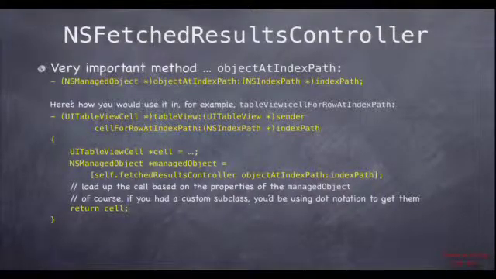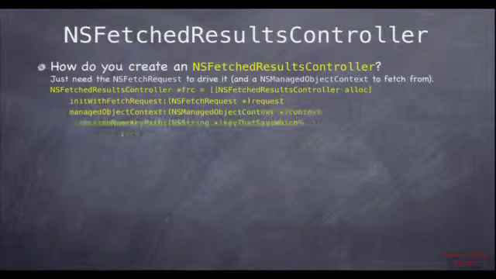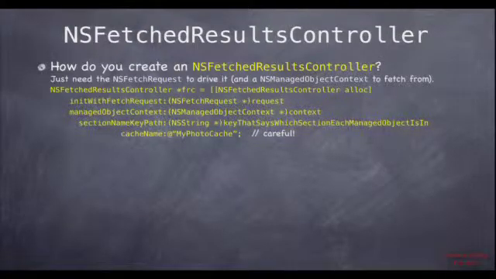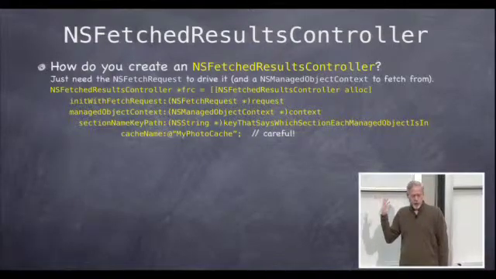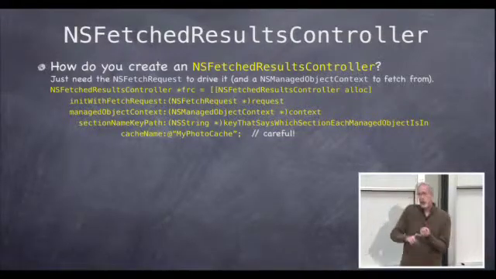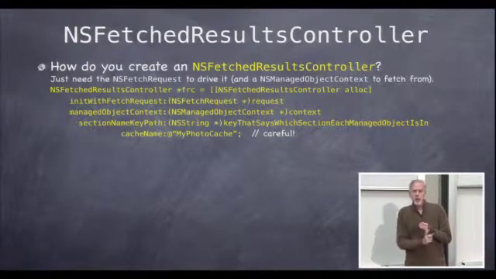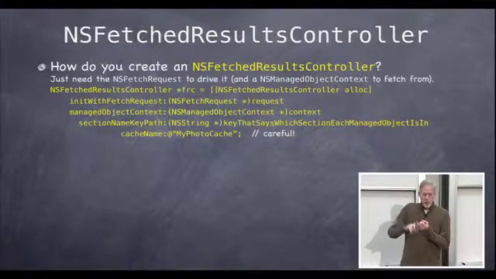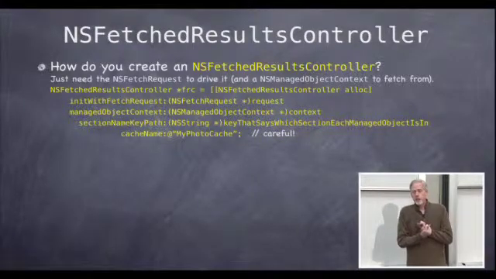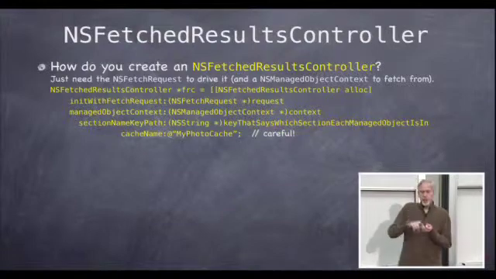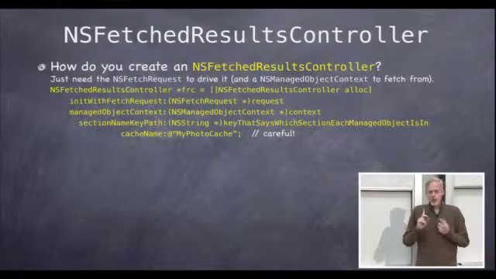Now, and remember, what objects are in each row is controlled by a fetch request, okay? So how do we create the fetched results controller? This is how you alloc and init one right here. The arguments that you have to provide are the fetch request that you want to hook up to this table view, the managed object context all this fetching is going to go on in, a section name key path and a cache name, which I'll talk about in a minute.